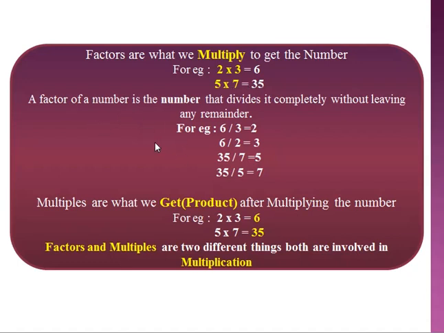That means division. Now, what are multiples? Multiples are what we get, that means the product, after multiplying the number. When we multiply two factors and get the number, it is called the product, and this product itself is called a multiple. So factors and multiples are two different things. Both are involved in multiplication. These are the factors and these are the multiples.